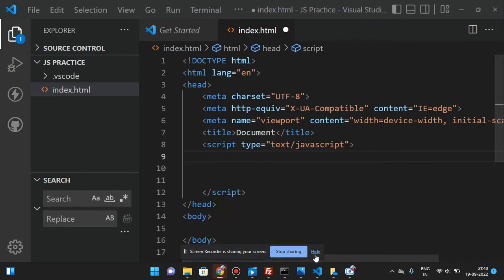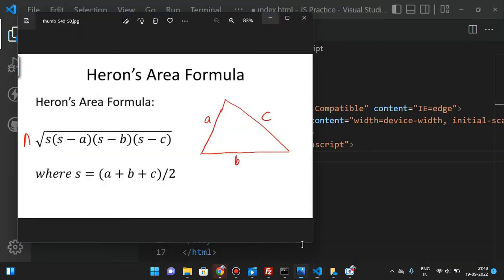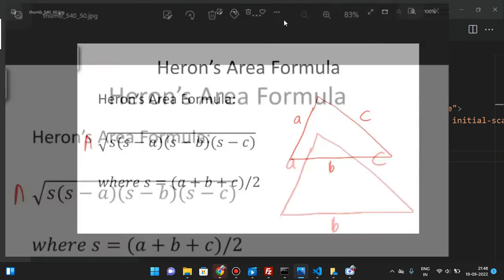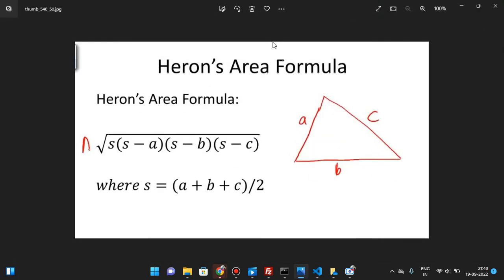Hello friends, in this video I will tell you about the area of a triangle using Heron's formula. In the previous video I told you only about the area of a triangle using the formula half into base into height. But in this video I use Heron's area formula to find the area of a triangle. This is the formula.